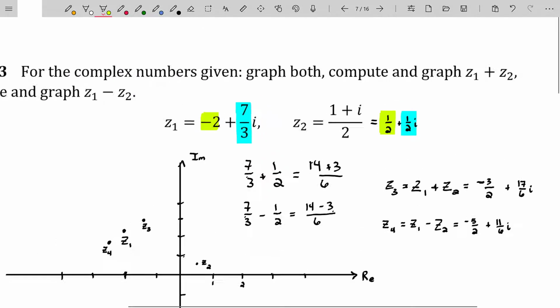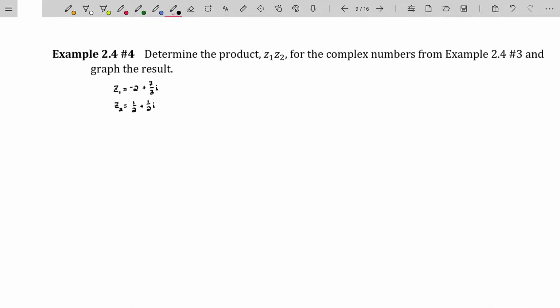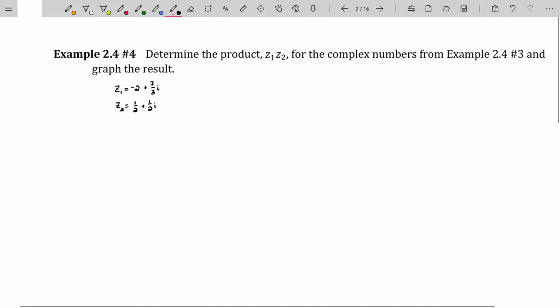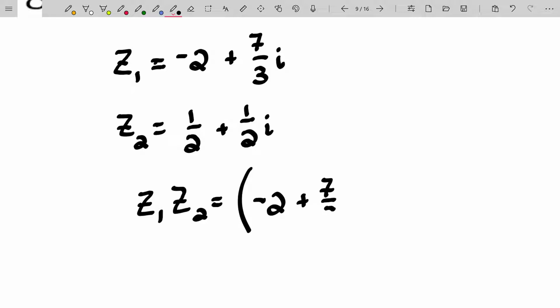So here are the complex numbers from the previous video. You can see it's -2 plus 7/3 i and 1/2 plus 1/2 i. Let me write those down. Now we're asked to multiply those two complex numbers together and then graph the result. Multiplying these two together is very much like multiplying two binomials together. So z1 times z2 is (-2 + 7/3 i) times (1/2 + 1/2 i).